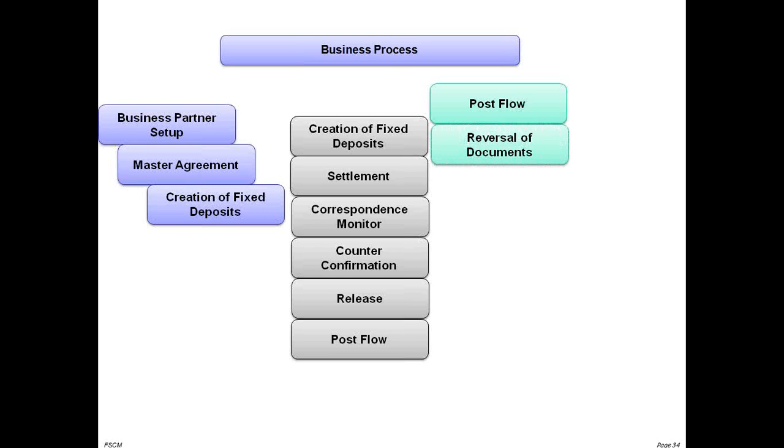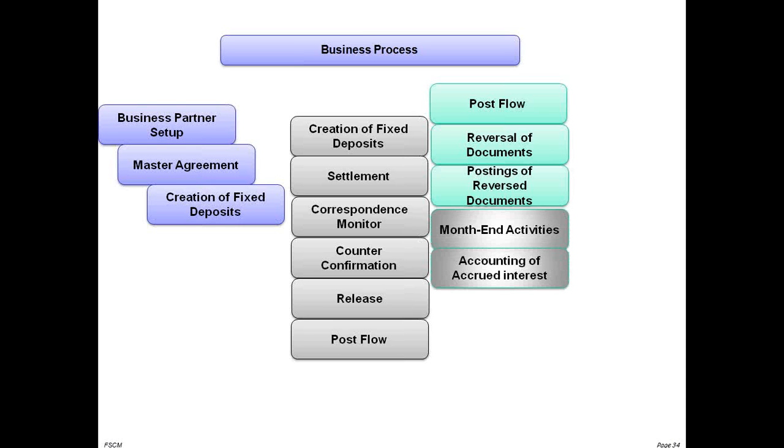All this information you can track through the post flow. And there is also some other facility. You can go for the reversal of your posted document. How to do that? That is a part of the next process. Then after month-end activities, is there any month-end activity in terms of the accrual interest calculations? Or is there some other monthly process that is linked with fixed deposits? We are going to learn as part of this process.